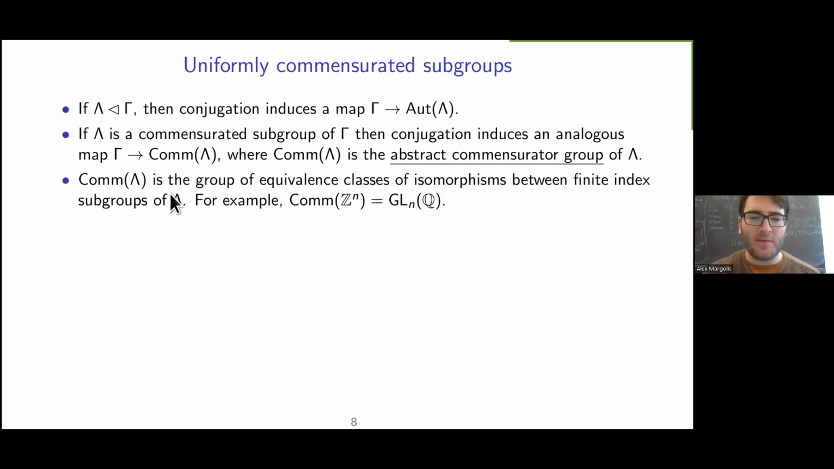A good example of this, a classical example, is that the abstract commensurator of Z^n is GL_n(Q). And this isn't too hard to show. The idea is that if you have an isomorphism between finite index subgroups of Z^n, then you can represent this by a matrix, where the matrix is an element of GL_n(Q). That's the basic idea. You multiply by some rational numbers first to pass to some finite index subgroup, then you apply an element of SL_n(Z), and then you multiply again by some rational matrix to complete the map.